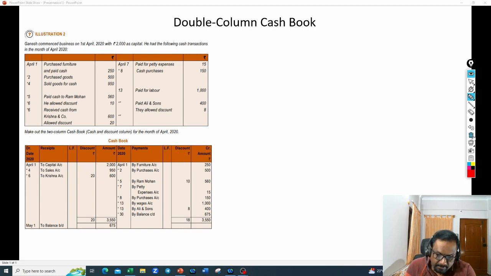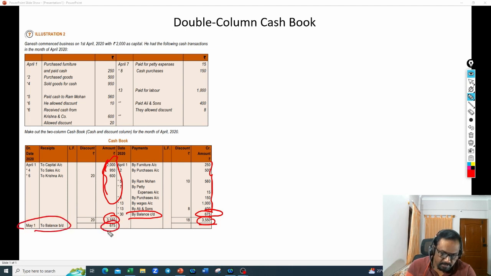Whereas the cash column has to be balanced. As I said previously, in the cash account the debit balance will always be on the higher side, right? So you total the debit side. If you total it, it comes to 3,550. Put the same total 3,550 on the credit side and reduce all these amounts from 3,550. You get 675 rupees balance. For that, we write by balance carried down, to balance brought down 675.